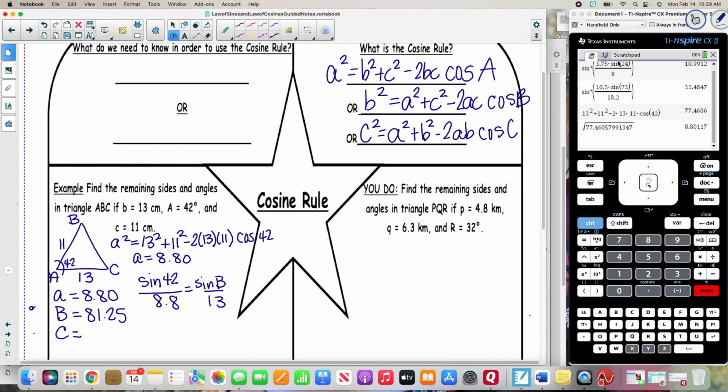So that's now angle B. Now I'm going to use the 81.25 because that is the exact, but if you got the 81.30, that is okay. And then to get C, what do I need to do? Do I have to do law of sines again? Just add them together and subtract from 180. So 81.25 plus 42, subtract from 180, and you should get 56.75.